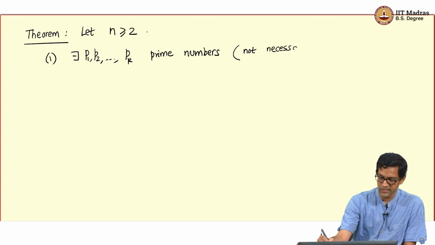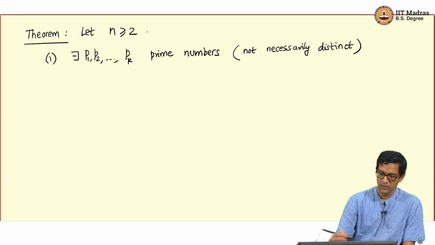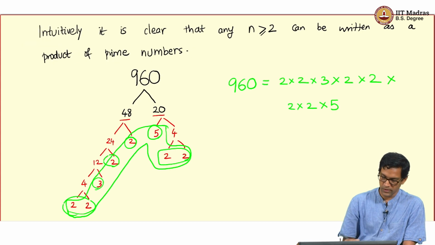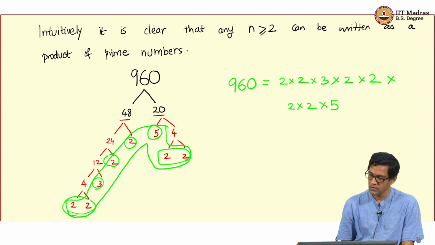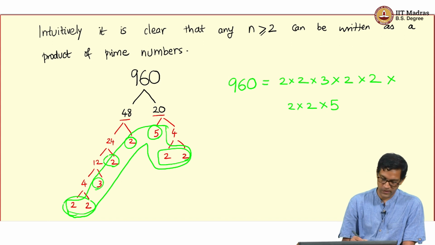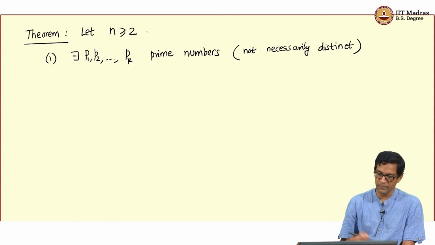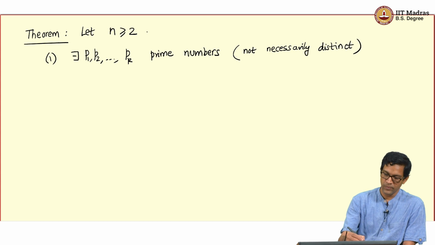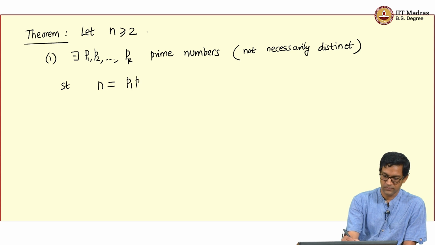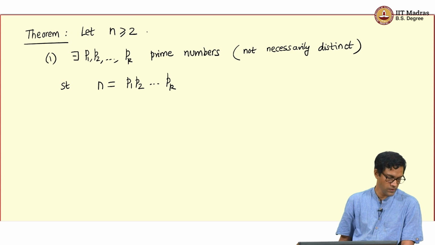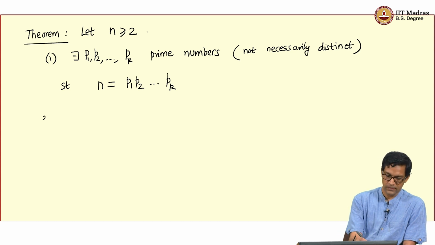Some of them could be the same, as we saw in the earlier example. We had many 2s, I guess 3 and 5 only occurred once, but 2s repeated many times. So P1, P2, ..., Pk, there exist prime numbers such that n can be written as a product of these primes. So this is the first statement, and there is a second part to this.